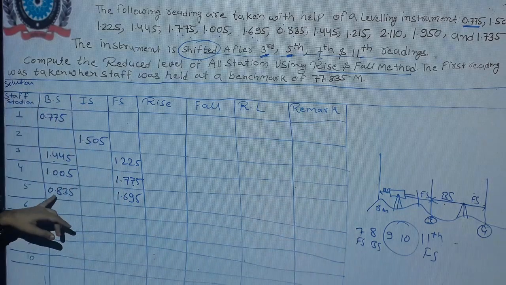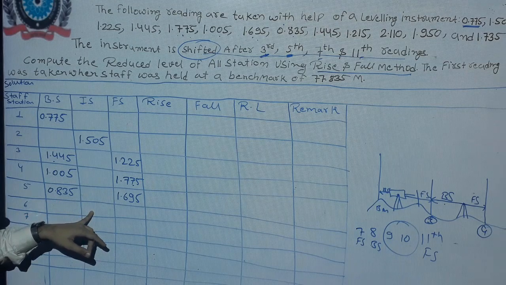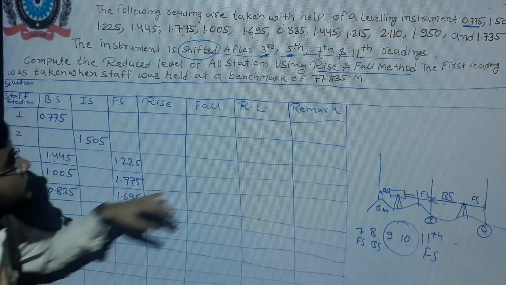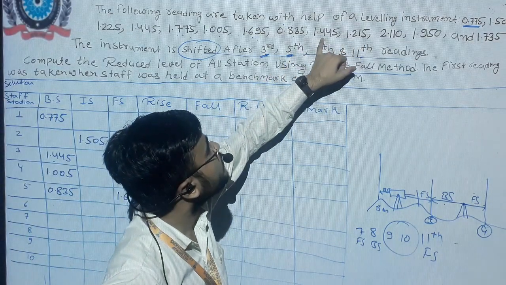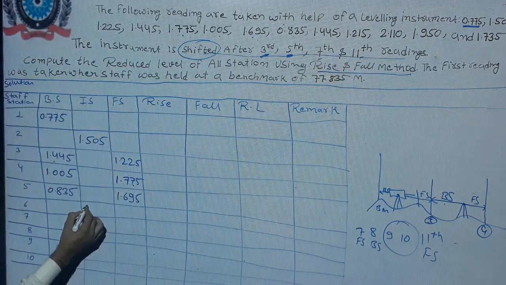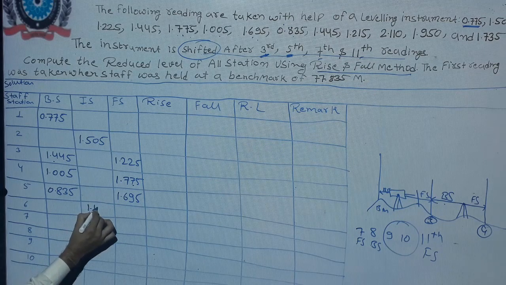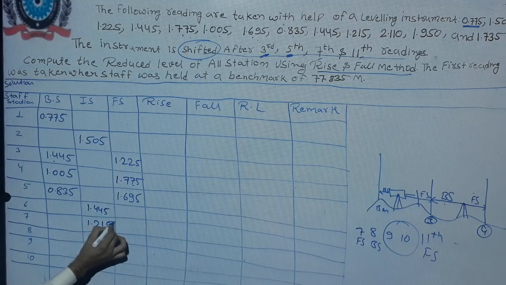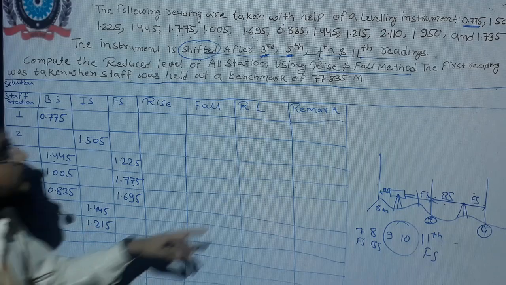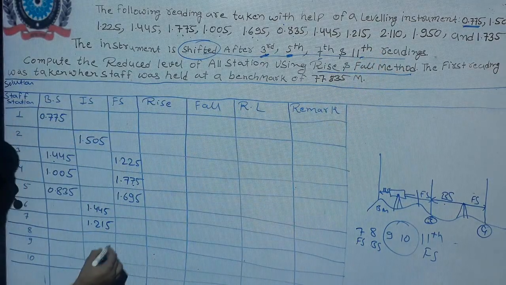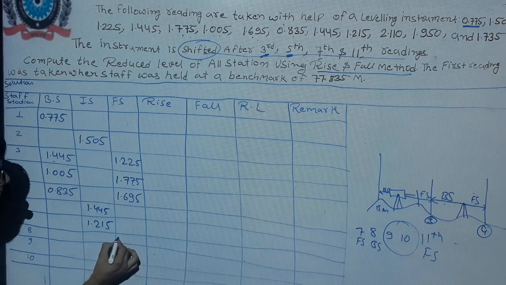So after 0.835, the next reading is the 8th reading. 0.835 is completed, and then 1.445 and 1.215. These both readings are the 9th reading and 10th reading. So I will write here in the intersight column 1.445 and 1.215, and the next reading, which is the 11th reading, 2.110. It is written in the foresight.